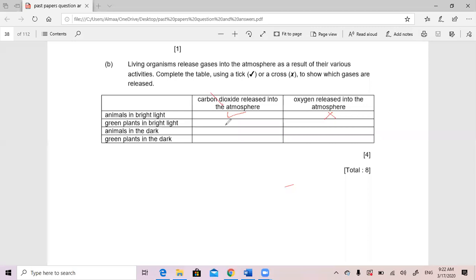Green plants in bright light, will they take in carbon dioxide or no? It will take in carbon dioxide and release oxygen. Thanks. So carbon dioxide here, no, and oxygen released into the atmosphere, yes. Okay. So I want another one. Take part with me, please.